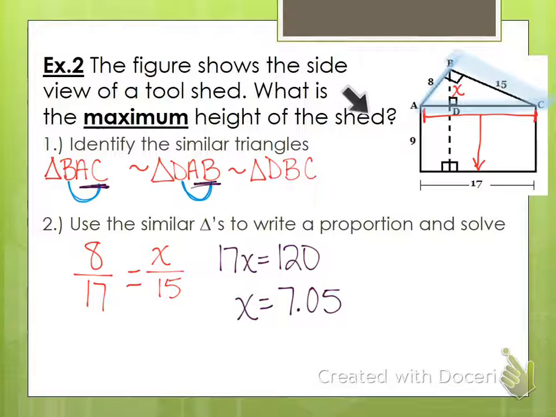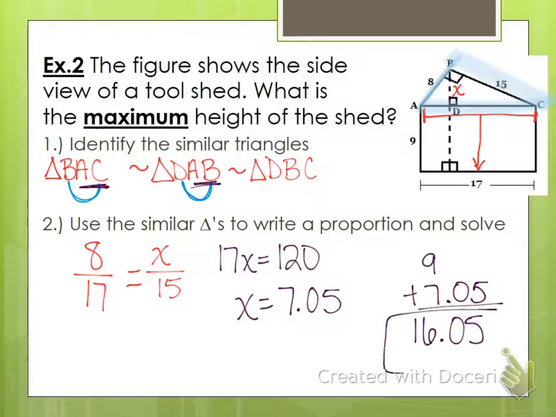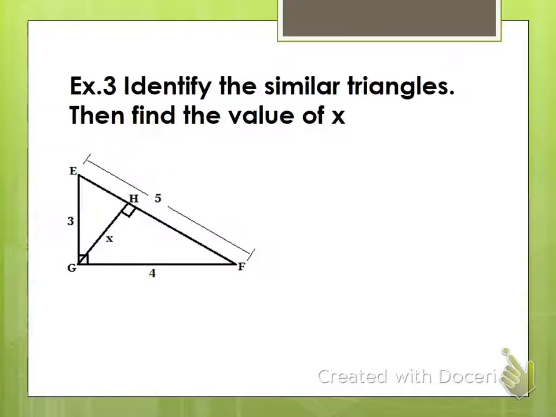So if we want to know the maximum height of the shed, we would still have to add the 9 to that. So 9 plus 7.05 would be 16.05. And of course, if they gave us units, we could put those on there. I'm guessing it's probably feet, but they didn't tell us. Maybe it's a miniature shed measured in centimeters. Any questions, concerns about example 2? Anybody need more time on this slide? On we go.